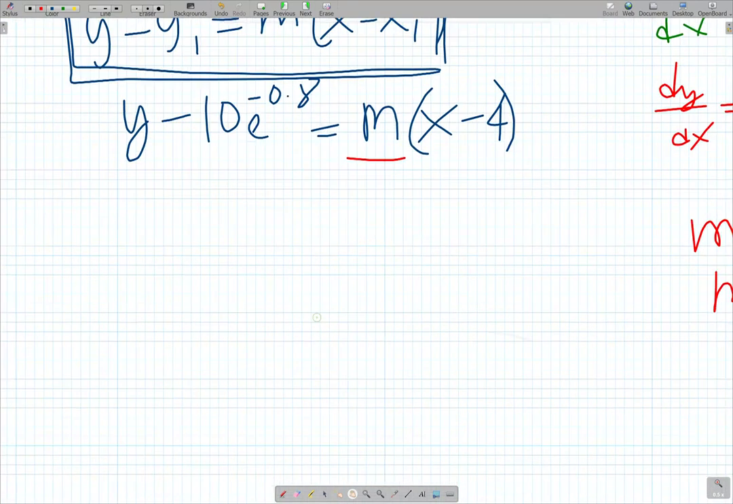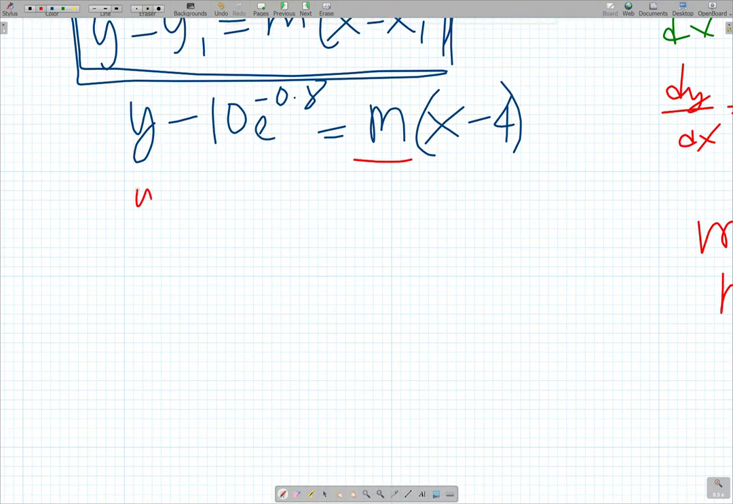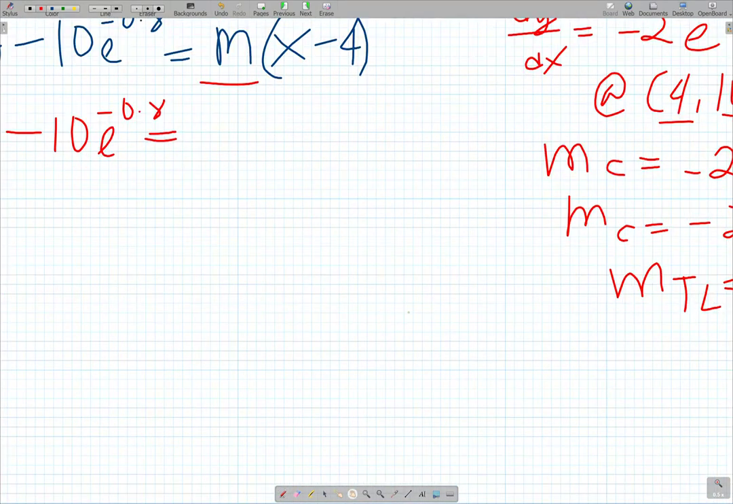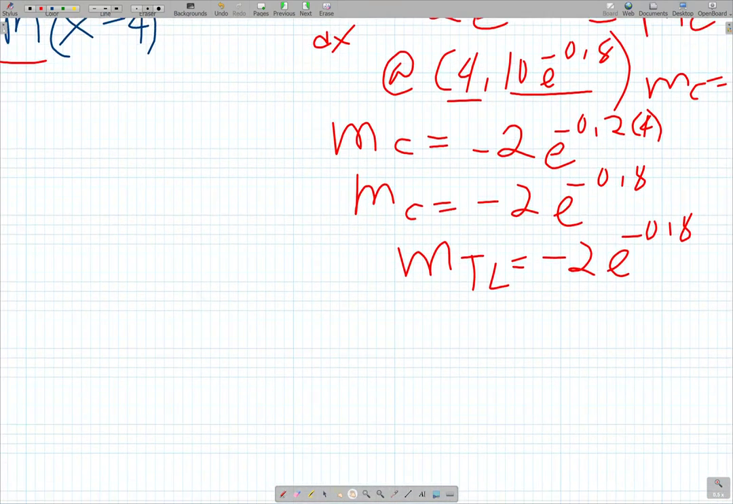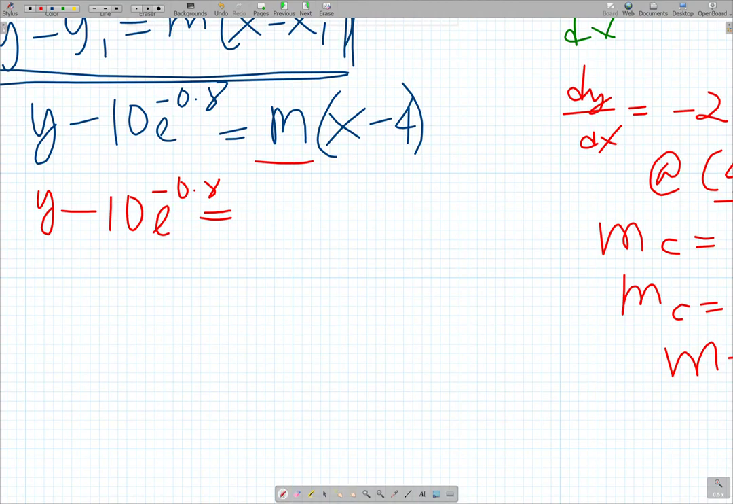Okay, so we can substitute here. So our y equals 10e to the negative 0.8. Sorry, let me erase this. This is not equals, it is minus. So y minus 10e to the negative 0.8 equals, what is the slope of our tangent line? Okay, negative 2e to the negative 0.8 times x minus 4. Right, so that is the equation of the tangent line.